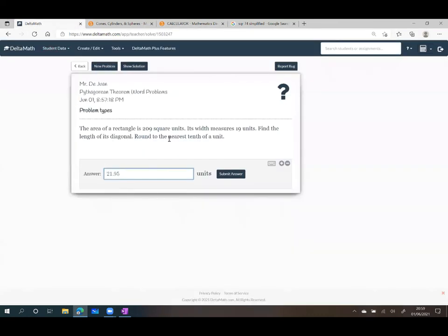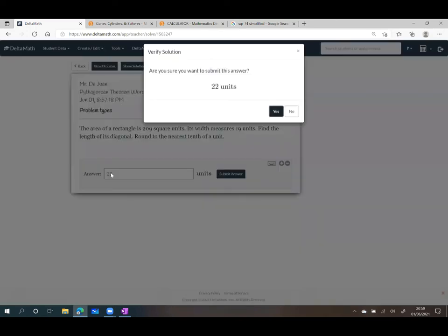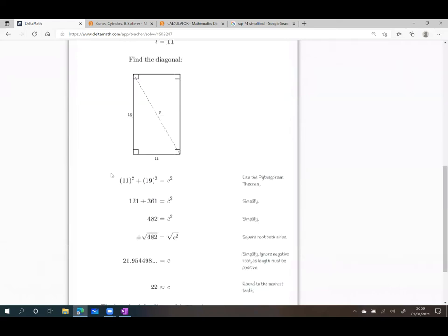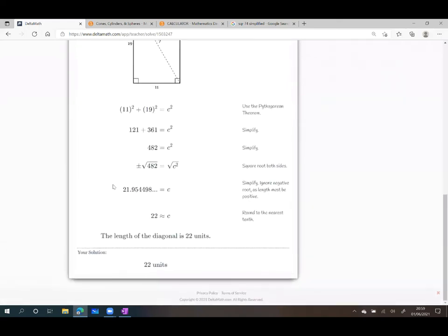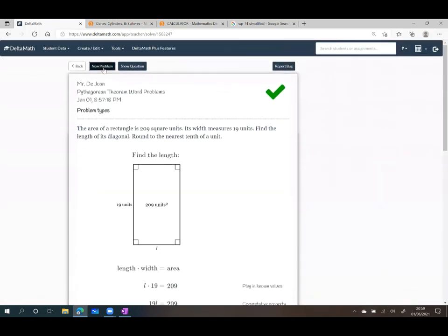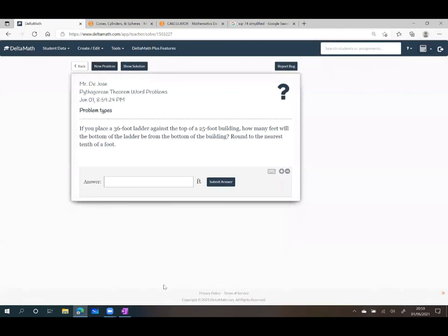So we just put that in, and it's asking us to the nearest tenth. Well, 21.95 is going to round to the nearest whole number, so 22. And type that in, and there we have it, the length of 22. 21.95 rounds to 22.